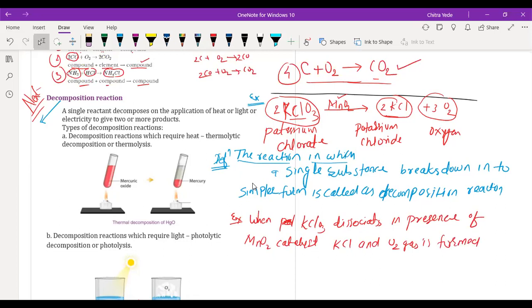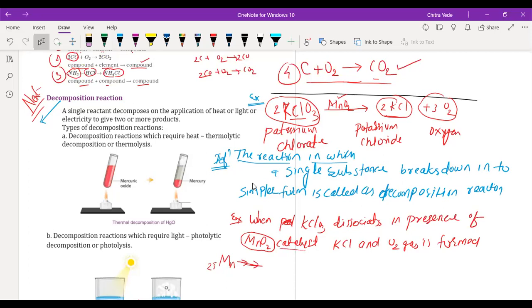Sir, what is MnO2? It is manganese oxide. We have a metal, manganese, Mn, whose atomic number is 25. When it reacts with oxygen, it forms MnO2. It is manganese oxide. It is a catalyst.